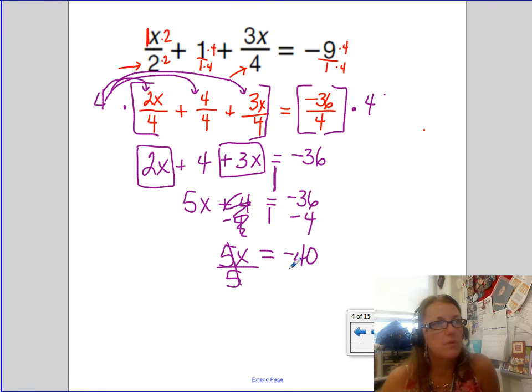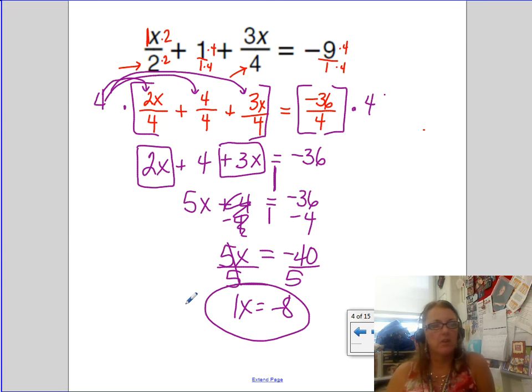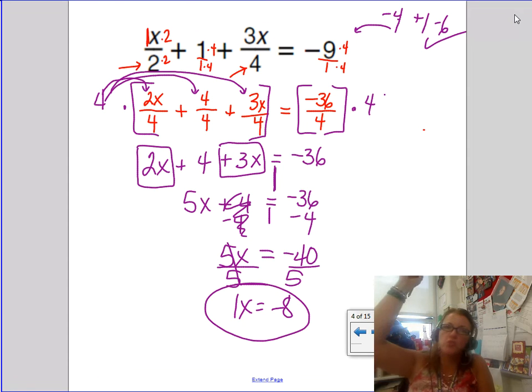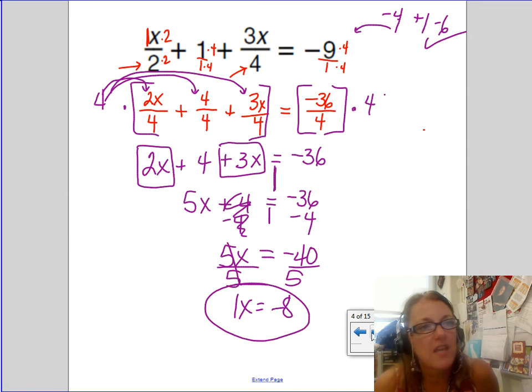Woohoo! Divide by 5. I get a 1x, and that equals -8. Hot diggity dog. Boom, there you go. Nice. That is a lot of work for that one problem. But it worked. Go ahead, grab your calculator, plug in -8 over 2. That'll give me -4 plus 1. Plug in -8 here. That gives me -24 over 4. That's -6. -4 plus 1 minus 6 gives you -9. Check. All right, one last one.